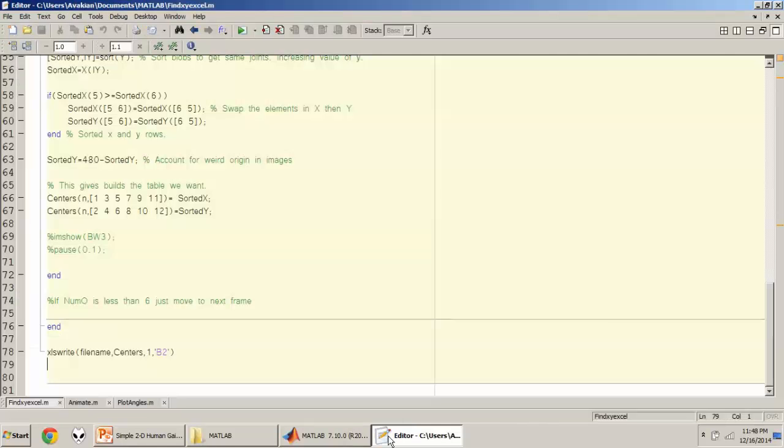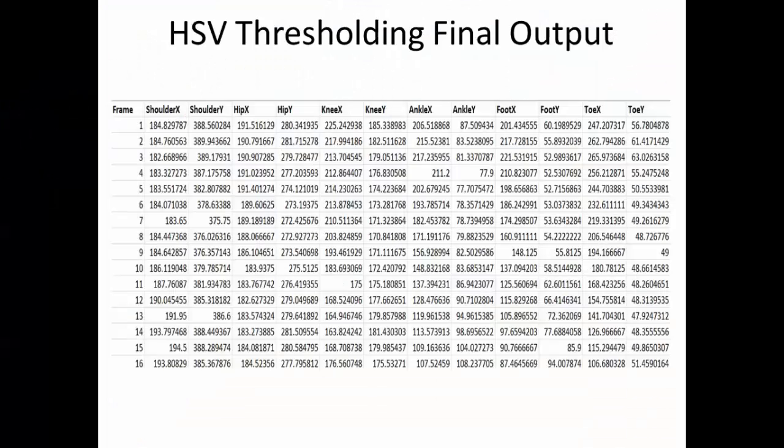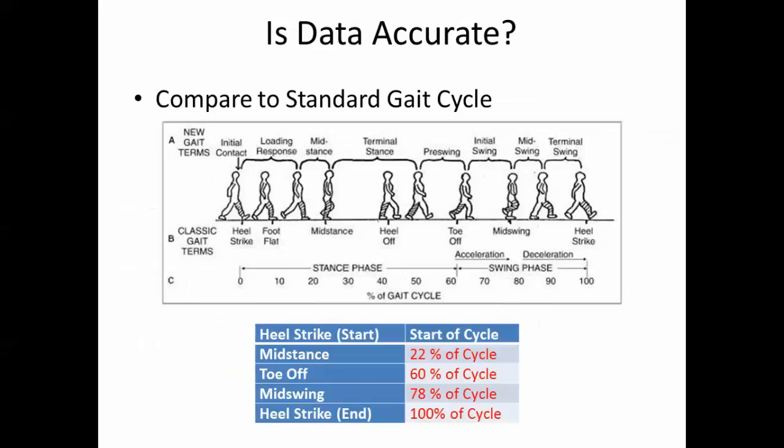So now that we have all the data, the question I wanted to answer is: is the data accurate? Does it actually show a standard gait cycle? A gait cycle means a walking cycle of a normal human being. So this is the standard gait cycle right here.